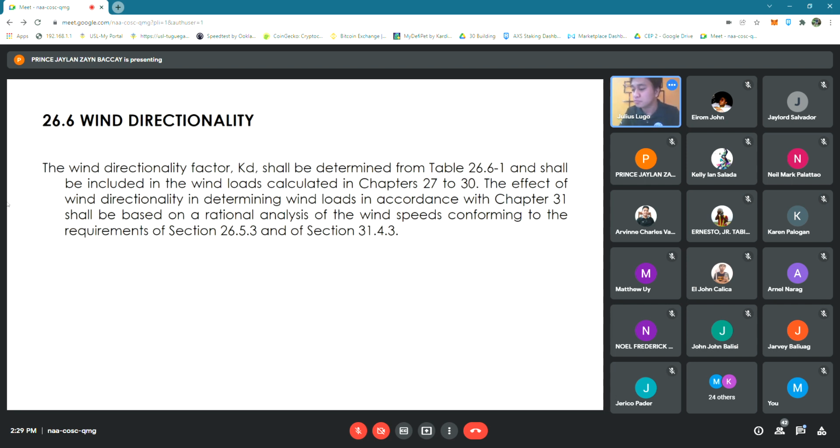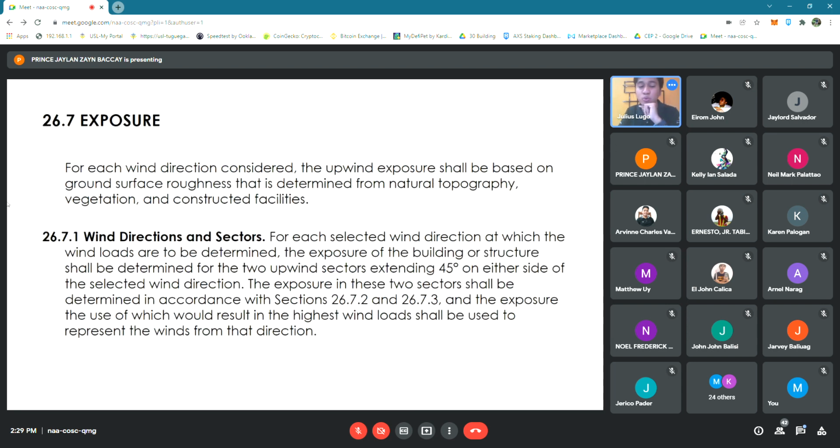Okay, next tayo, exposure. Okay, so we have exposure as well. What do we mean when we say exposure? Siyempre, we cannot just consider the direction of the wind, but rather we need to consider as well how close the building is. So mayroon kasing affect yung structures niyo around the building. Okay, so na-obstruct niyo yung wind path. So that's why we have exposure sections in here.